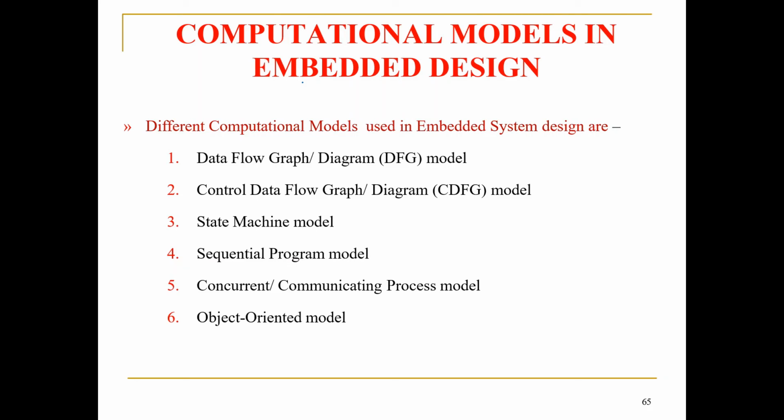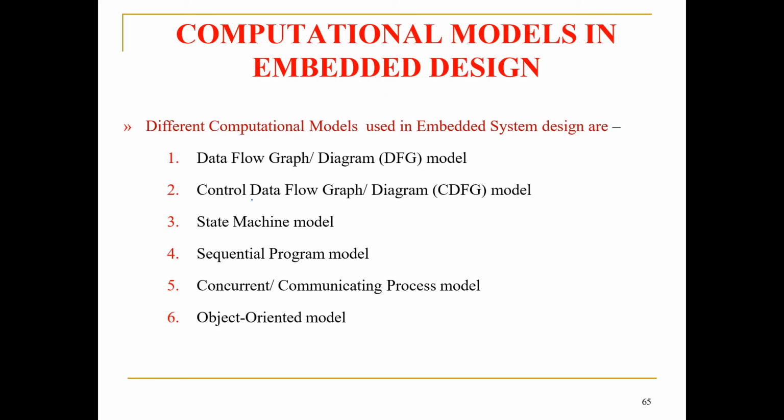Out of them, some are given here. First one is called the data flow graph model, DFG model. Second one is the control data flow graph model, then the state machine model, sequential program model, concurrent or communicating process model, or object oriented model. These are the very commonly used models in order to develop. We spoke about selecting the models, right? We spoke about selecting the models. This is what it is all about.